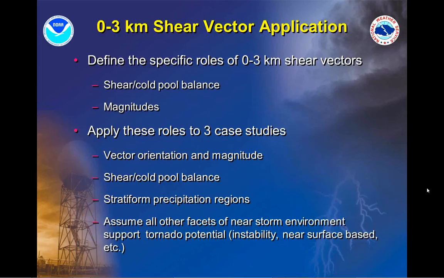We'll also briefly hit on the stratiform precipitation regions in each of these cases. One caveat to all of these cases: we're making a lot of assumptions here. We could spend hours showing near storm environments, synoptic setups, et cetera, but we're assuming the environment is pretty supportive of tornado potential. You have sufficient instability, convection is near surface based, et cetera. Go to the next slide, please.